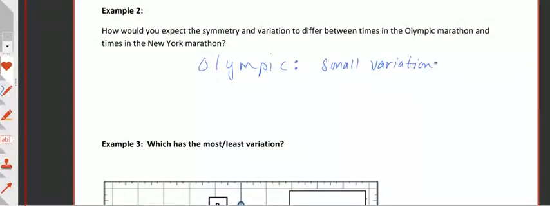Not very spread out. Now, with respect to the New York marathon, we have runners, heck, of all skills. Therefore, the variation would be much greater in the New York marathon. We have males, females. We have those that run probably professionally, but those that just do it as a hobby. So we would have a much larger variation or spread in those running times.